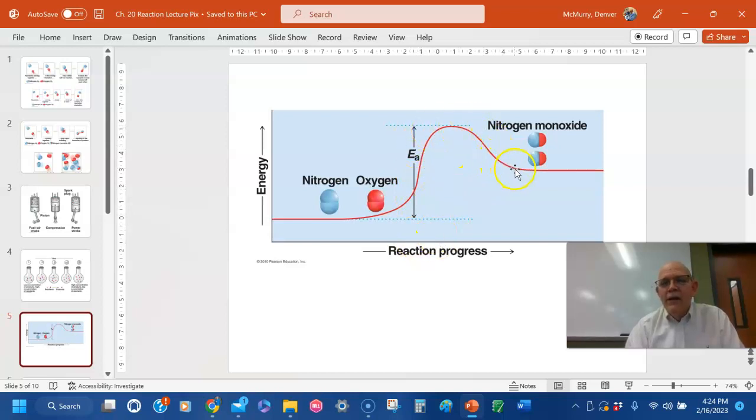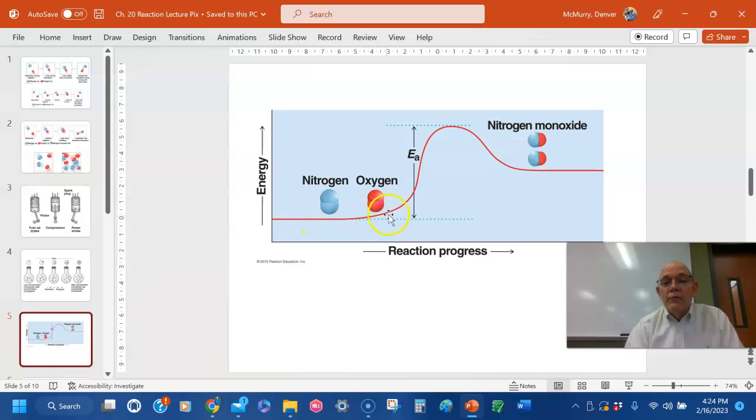Now, notice over here, the energy level of these molecules is still higher than it was over here. It takes more energy to hold one nitrogen and one oxygen together than it does for two nitrogens to hold each other or two oxygens to hold on to each other.